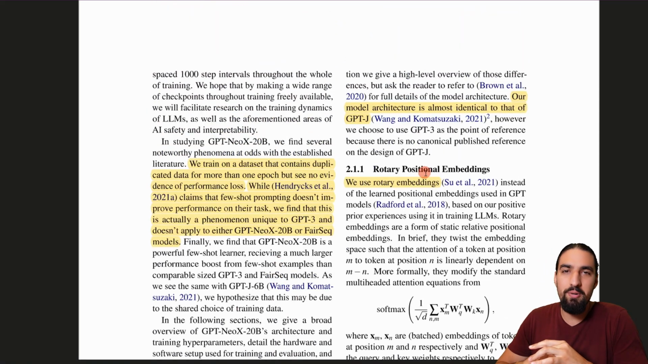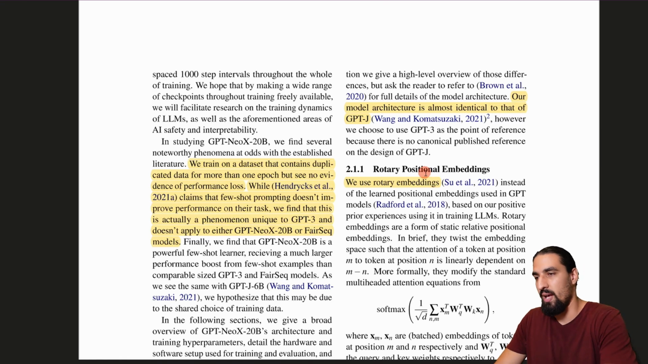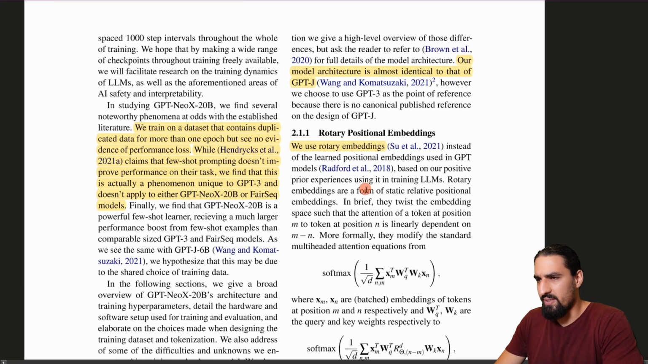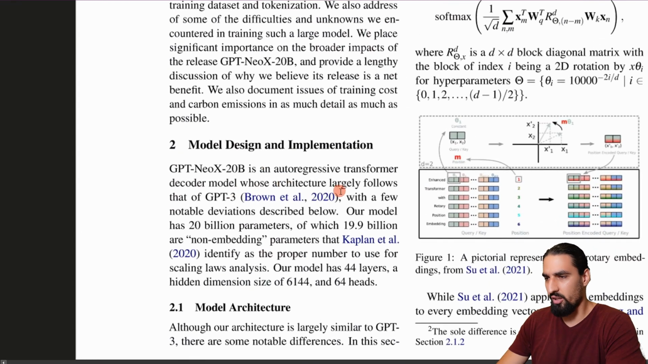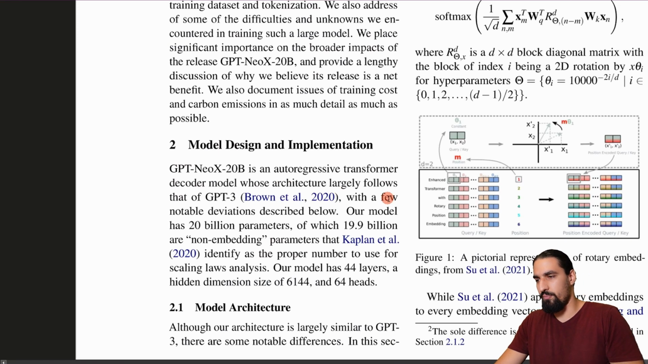So we'll see later in this paper that the probable explanation is basically the underlying dataset they used to train GPT-NeoX-20B, i.e. the Pile, is of different quality and distribution compared to the datasets that were used for GPT-3. We don't even know what data was used, so yeah. Okay, so again, they mentioned here that they largely followed GPT-3. The model's architecture largely follows that of GPT-3 with a few notable deviations described below. So that's again the common thread that I mentioned multiple times.